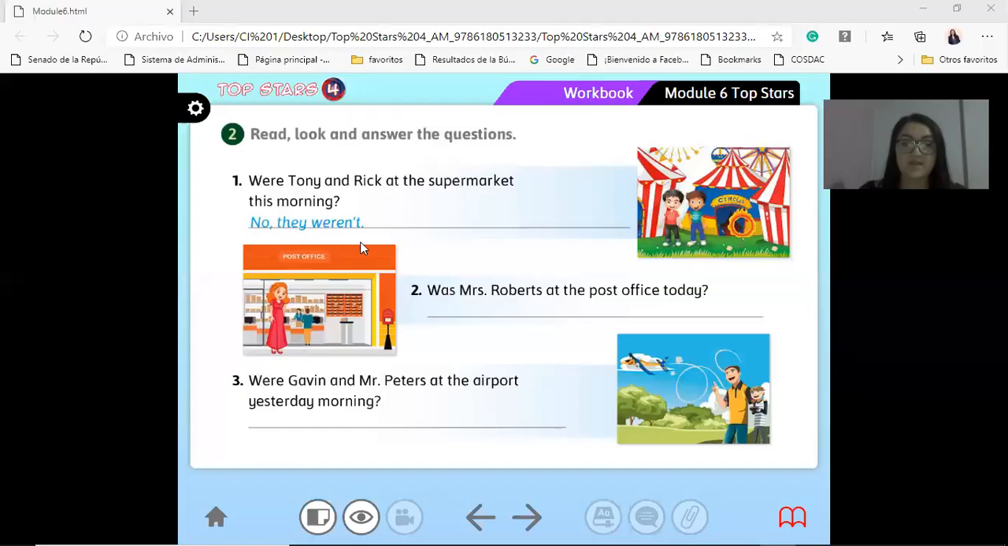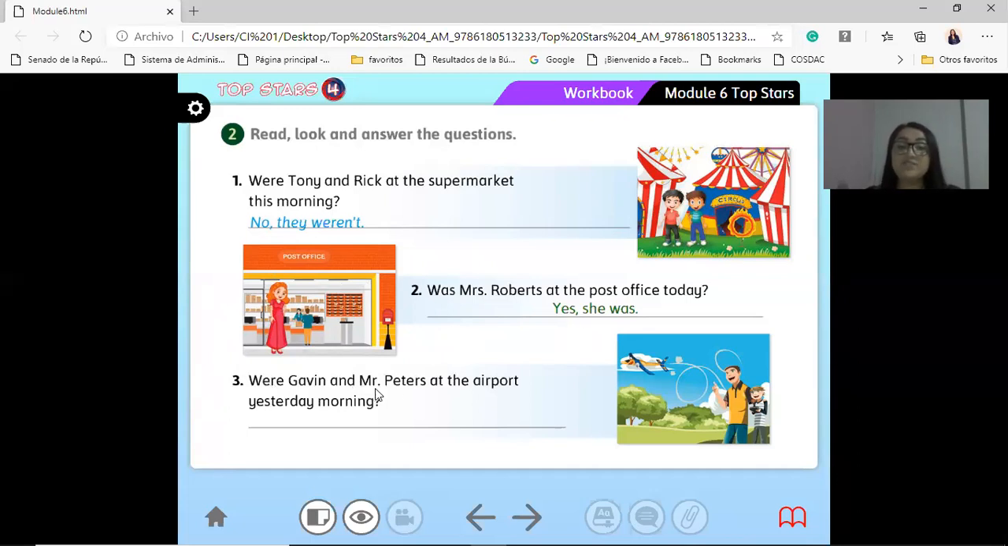Okay. So they were at the circus. Okay, that's the answer in number 1. Where we are going to put them here. Number 2. Was Mrs. Roberts at the post office today? ¿Estaba ella en el correo, la oficina de correos? Yes, she was. Sí, ella estaba.